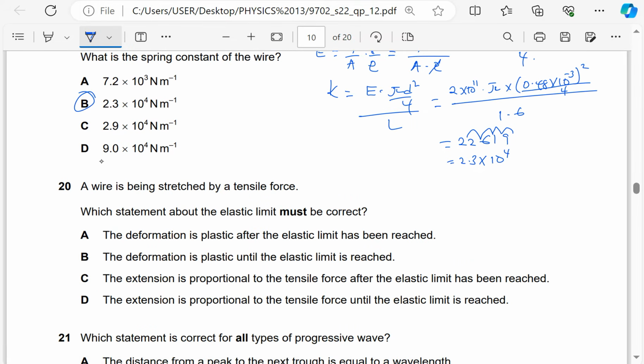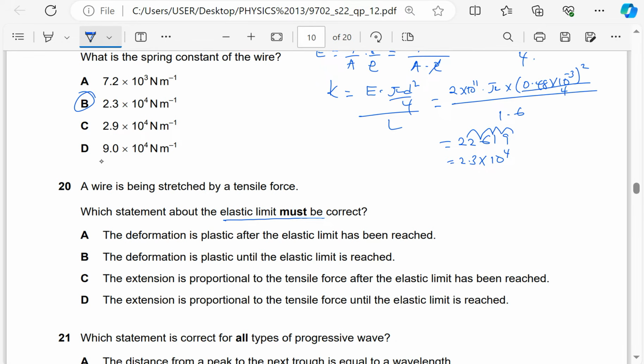A wire is being stretched by a tensile force. Which statement about the elastic limit must be correct? Of course, the elastic limit is the maximum load which can be applied to a material, so that if we go beyond it, the material will not go back to its original length when the load is removed. So let's check the answers.